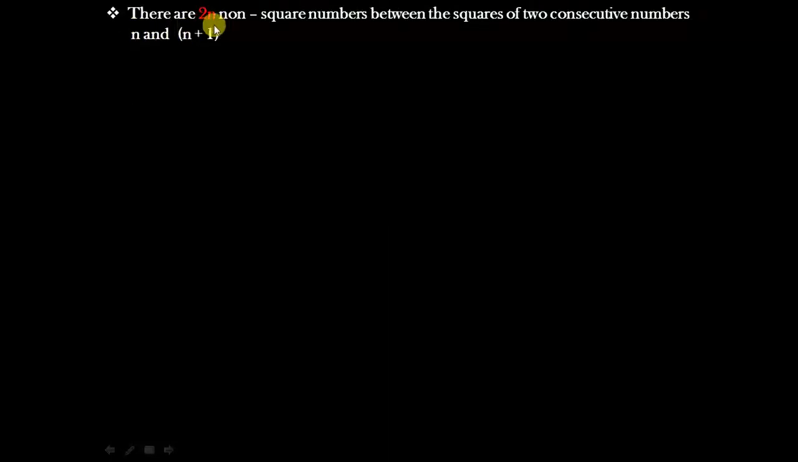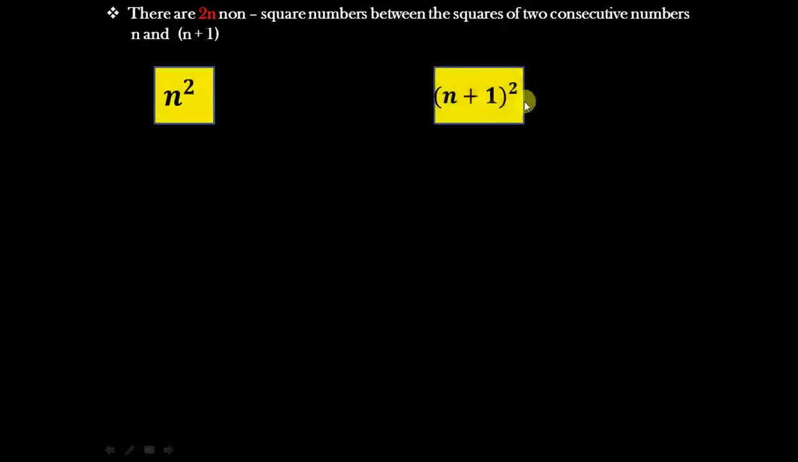There are 2n non-square numbers between the squares of two consecutive numbers, that is n and n plus 1. Suppose I have the numbers n and n plus 1. In between n square and (n plus 1) whole square, we'll have 2n natural numbers. Let me explain this with the help of an example.